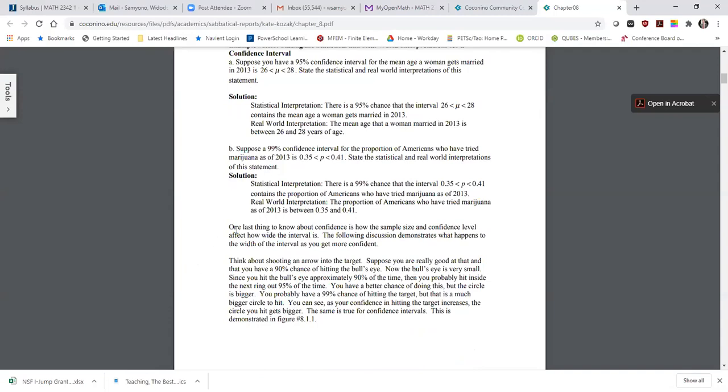And also you need to know how the sample size and the confidence level affect how wide the interval is. Right? So yeah, you can see the more the sample, the wider the confidence interval.